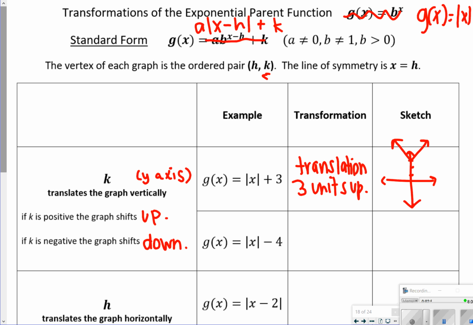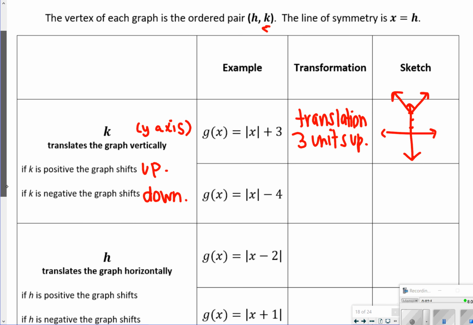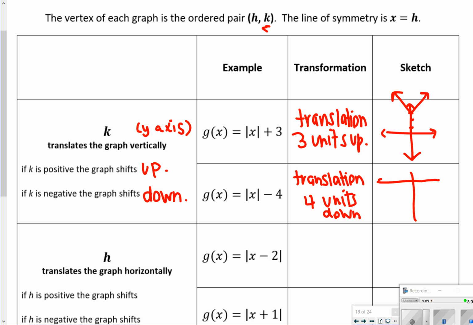Okay? For the next one, though, we have g of x is equal to the absolute value of x minus 4. That one would still be a translation, but it is 4 units down. So once again, if we maybe plotted this on our graph, give me some more room down there. The parent function would be at 0, 0, so translating 4 units down would be negative 4. So our graph would be like this.